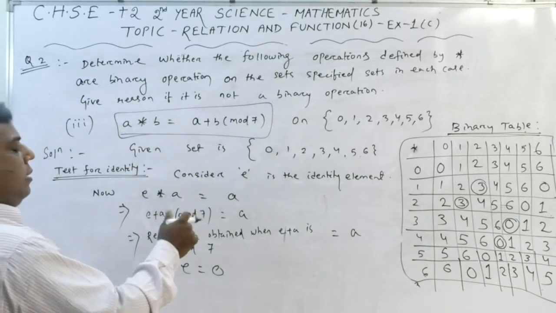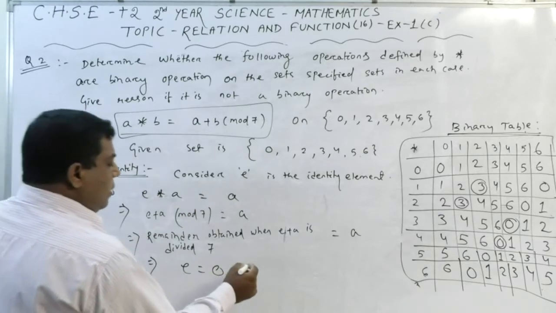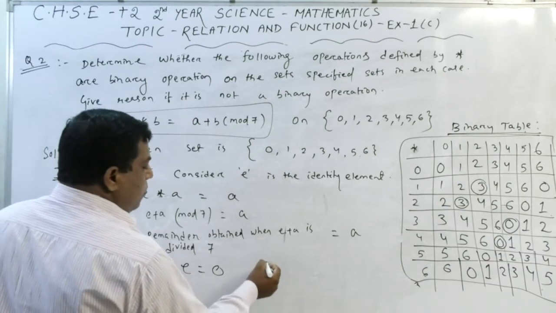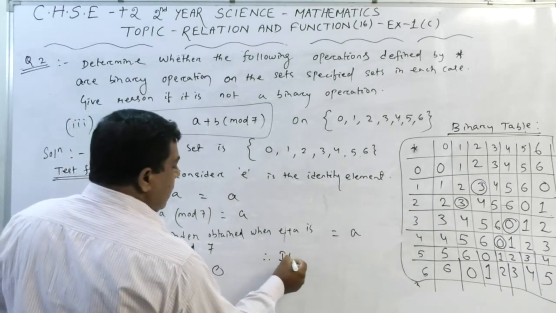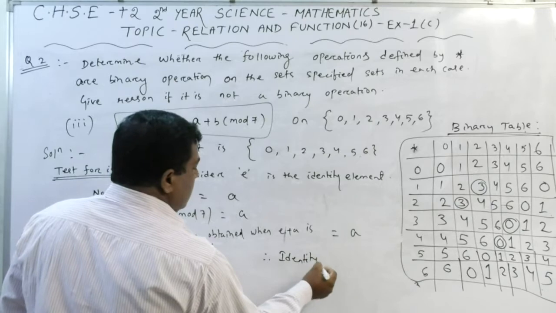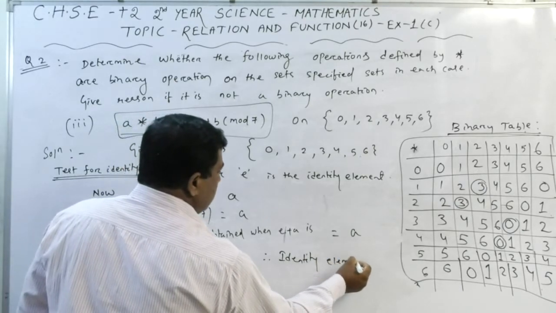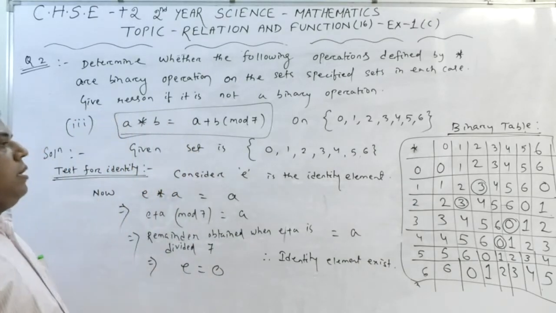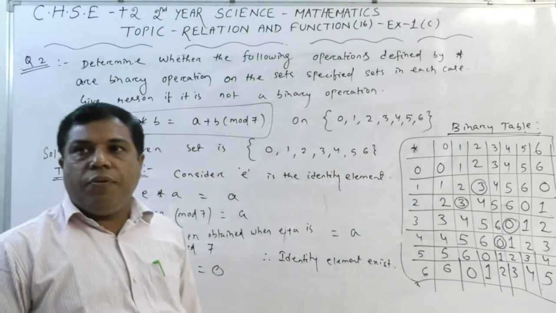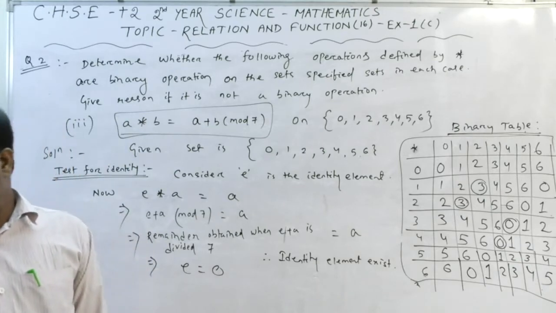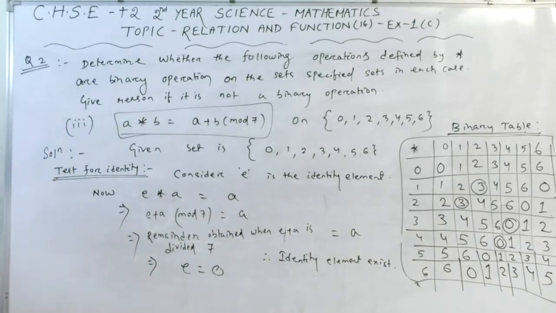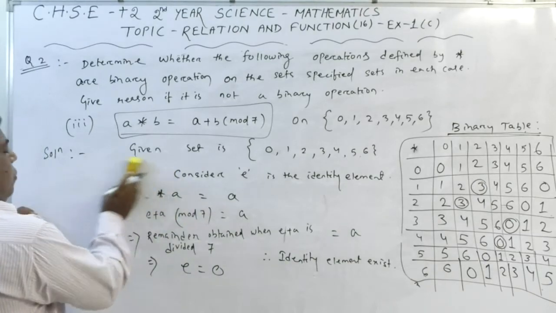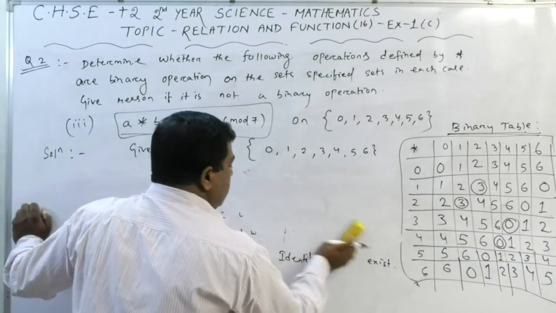So I can say 0 belongs to the set. It belongs to here. Therefore, the identity element exists. Now we will go for the existence of inverse, for each and every element.